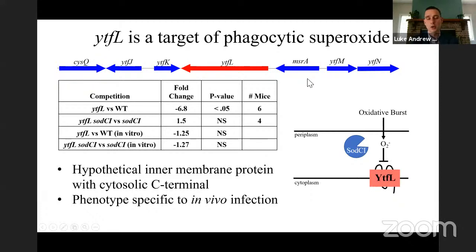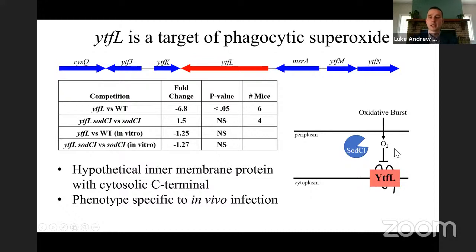And so the question I'm sure everybody wants to know is, what is the function of YTFL? As you might have guessed by its name of a Y gene, we don't know what the function of YTFL is, unfortunately. It's never the easy way, of course, but based on predictions, we believe YTFL is a hypothetical intermembrane protein with a cytosolic C terminal. So the simple interpretation, again, of an epistatic interaction is that YTFL is a target of superoxide, and SOD1 functions to defend YTFL's unknown function by protecting it and dismutating superoxide.